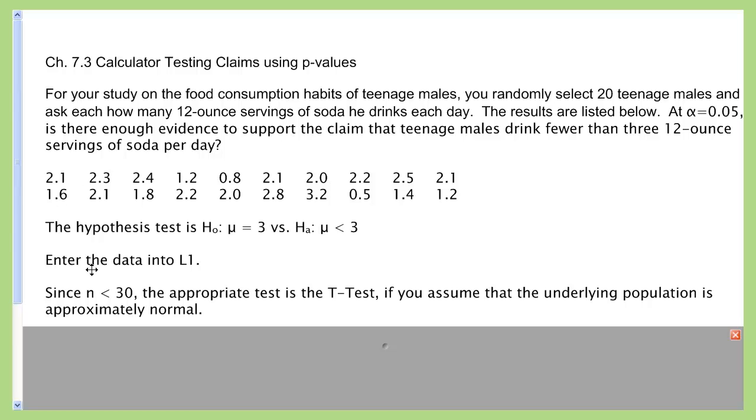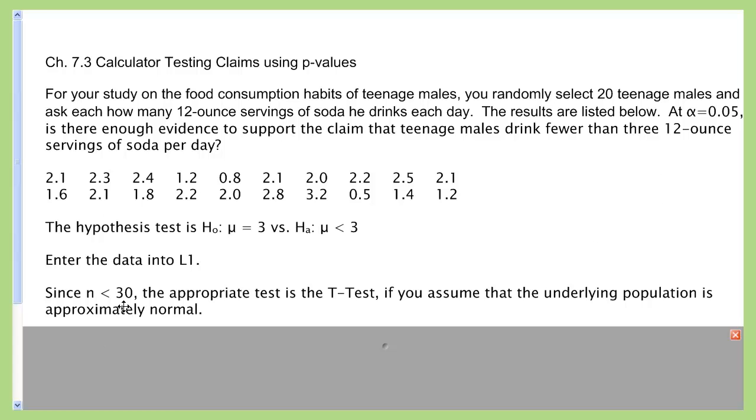Okay, so I'm going to put all of this data in list 1 so that I'll have my data there. And the hypothesis that I'm going to test is mu equal to 3 or mu less than 3, because it says here they drink fewer than 3 12-ounce servings of soda per day.